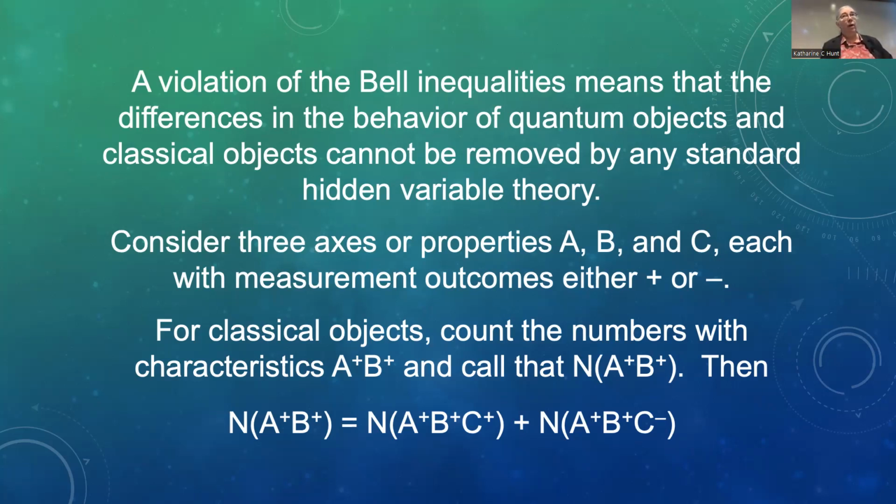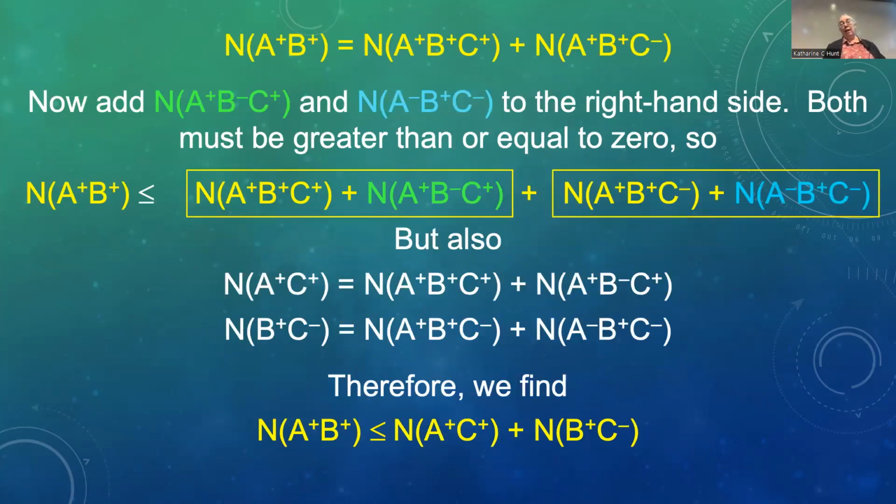And then we know that if all of the characteristics can be determined simultaneously, the number of objects that have characteristics A plus B plus must be the sum of the number with A plus B plus C minus and A plus B plus C plus. So, elementary set theory. So we start from that relationship, and then we add to the expression on the right-hand side N(A+B+C+), or N(A+B-C+), and N(A-B+C-). Both of those quantities must be greater than or equal to 0 because they are just numbers. They can't be negative. The issue in quantum mechanics is that in effect, some of those numbers will, in a kind of hidden way, go negative.